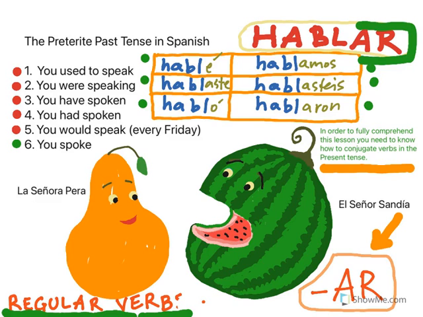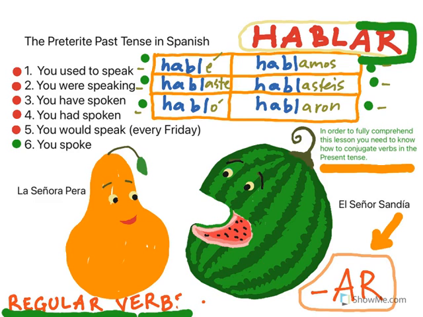Please note that in order to fully comprehend this lesson, you need to be comfortable with the subject pronouns, which would be here yo, tú, él, ella, usted, nosotros, nosotras, vosotros, vosotras, used only in Spain. Hablaron would be ustedes and ellos. If you do not know the subject pronouns, go back, learn them, and then move on to the conjugation. Because if you are not comfortable with the subject pronouns, the conjugation is not going to happen.